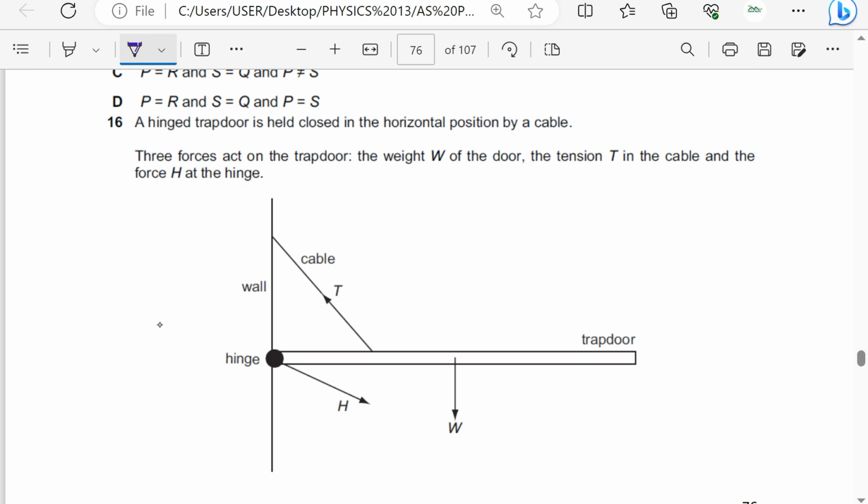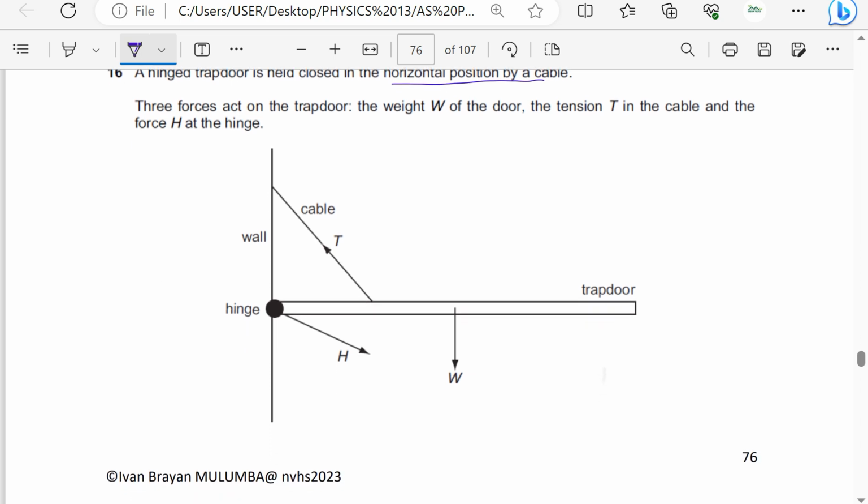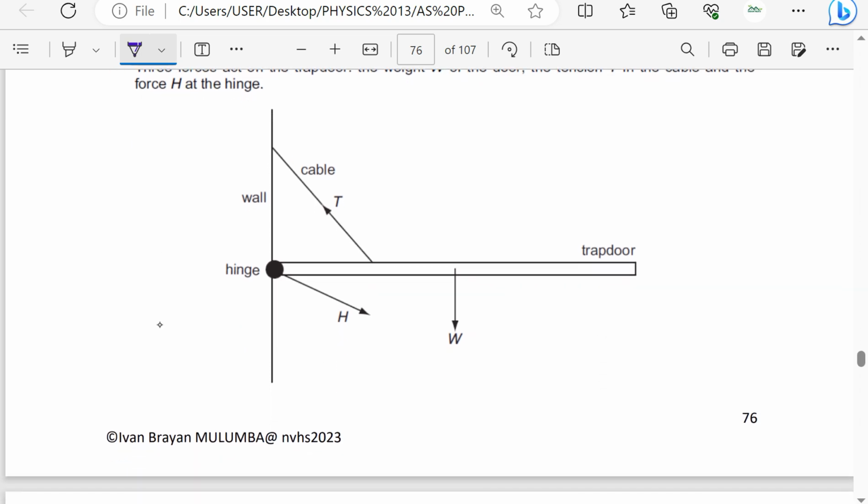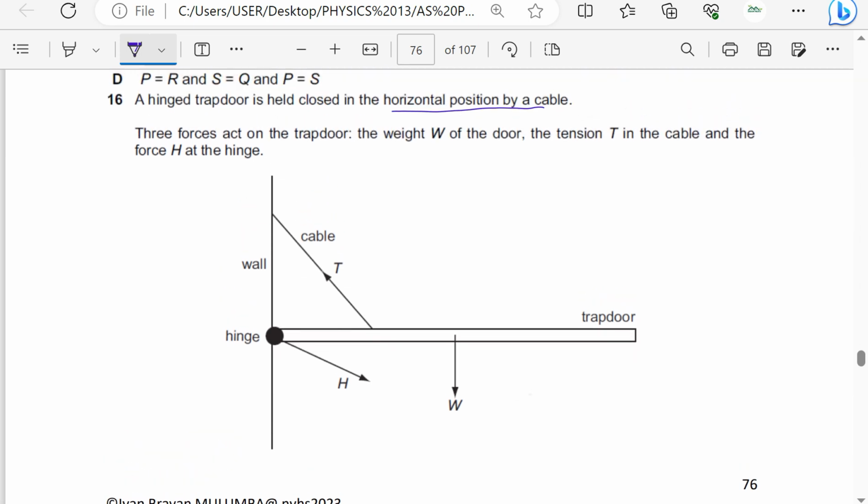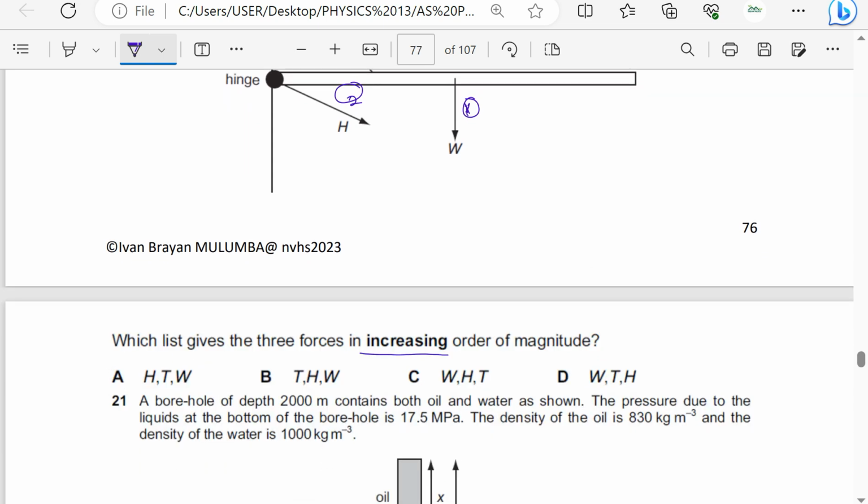A hinged trapdoor is held closed in the horizontal position. Okay. So if I just consider the length of these bars, this one is smaller than this one. So this is going to be the smallest, followed by this one, followed by this one, because the lengths represent the magnitude of these forces. So in increasing order of magnitude, it is W first, followed by H, then T. So the answer is automatically C. I just looked at the length of the lines.